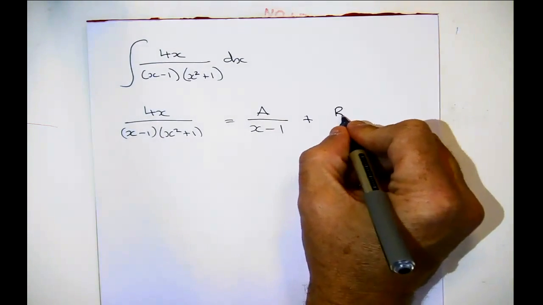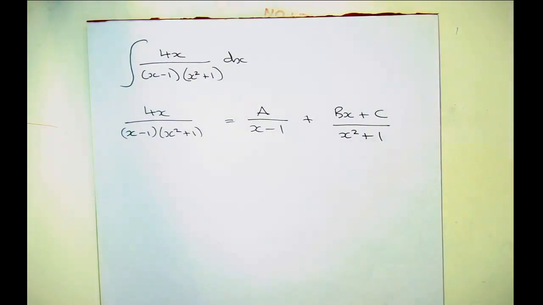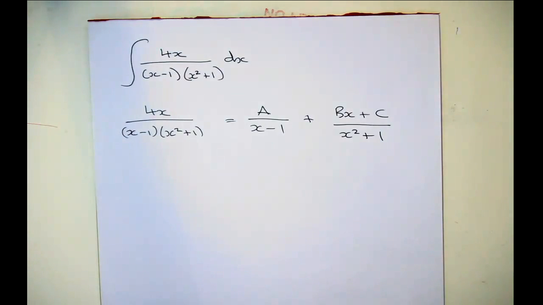The irreducible quadratic will spit out a term that has an unknown linear up the top. This is the first common mistake everyone makes. If you had written that not bx plus c, but either as just bx or just c, what will happen is you can't find the b or the c, or it's not unique. And that's because you're not following the rules.